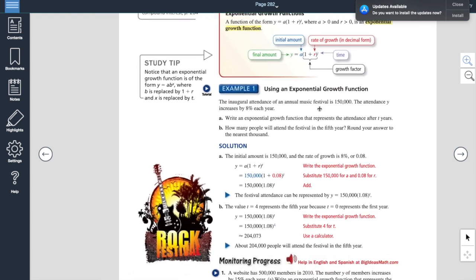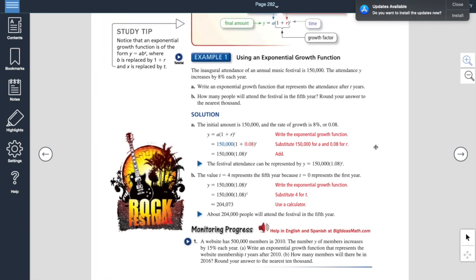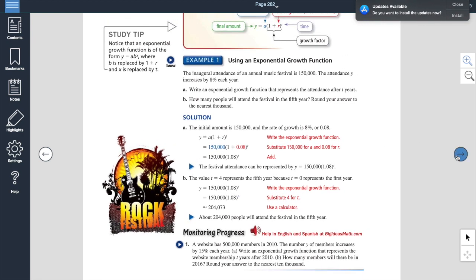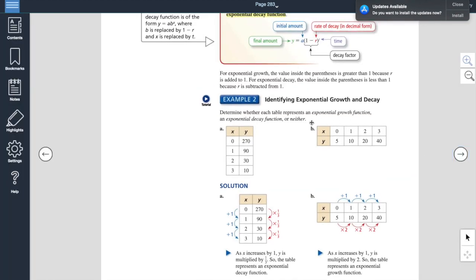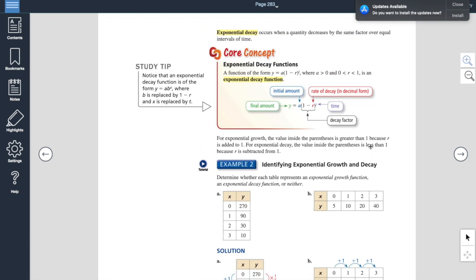So they walk you guys through a couple examples here. And again, they give you a tutorial here with the right arrow. So please take a look at that, follow that one. It is a very good example. It'll walk you through a pretty straightforward exponential growth. Okay, on the next page, we're dealing with exponential decay.